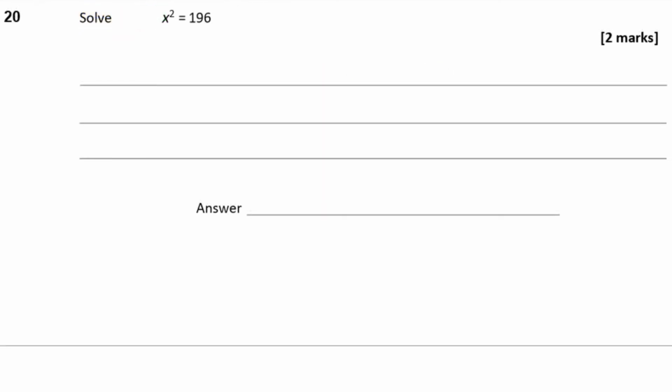Question 20, solve x squared equals 196. Now, when you've got an equation you're asked to solve, you need to try and get the unknown by itself. At the moment, I've got x squared, and what I want is x. So how do I get x from x squared? Well, you have to square root it. The opposite of squaring is square rooting. So if I square root x squared, it's going to give me x.